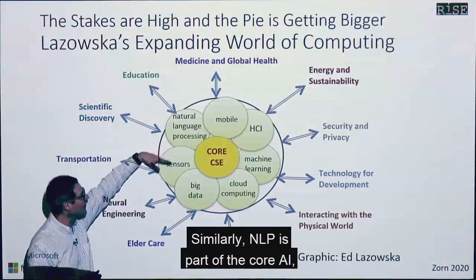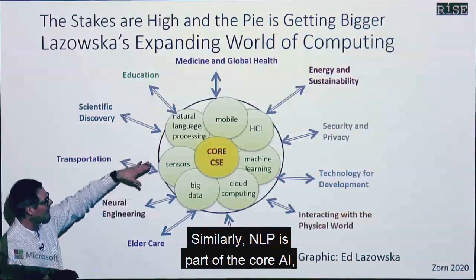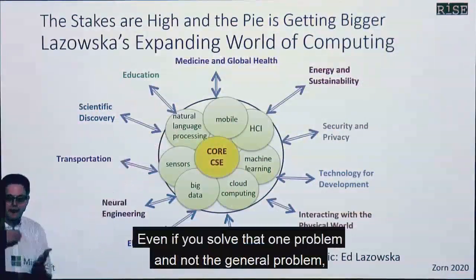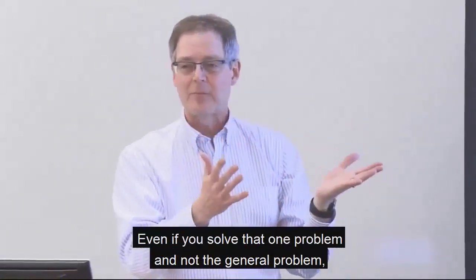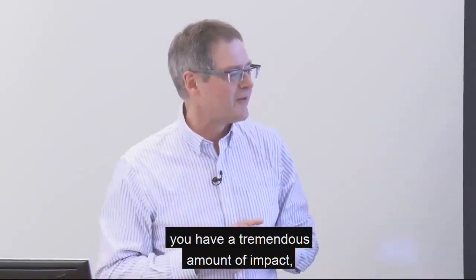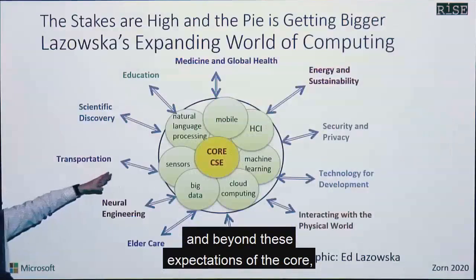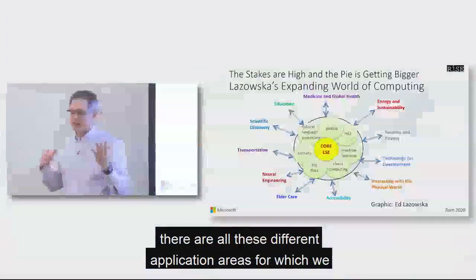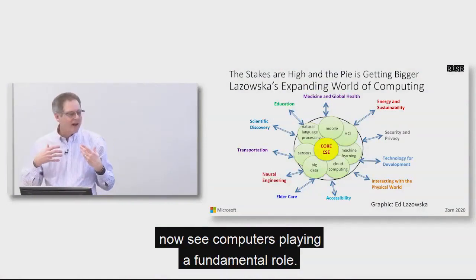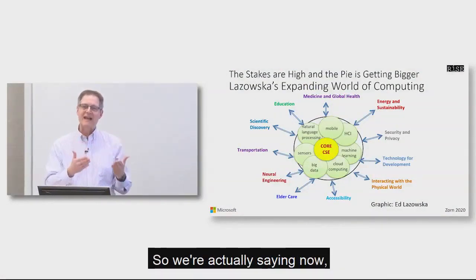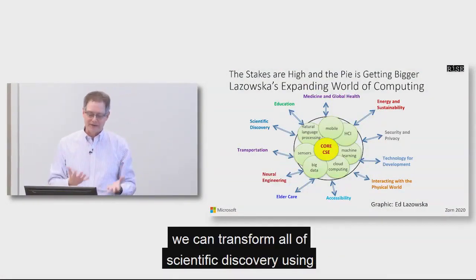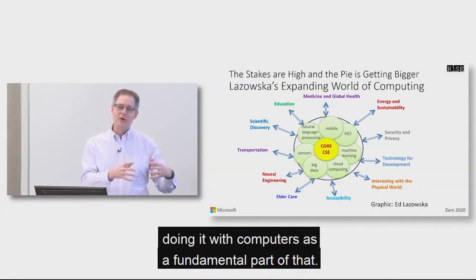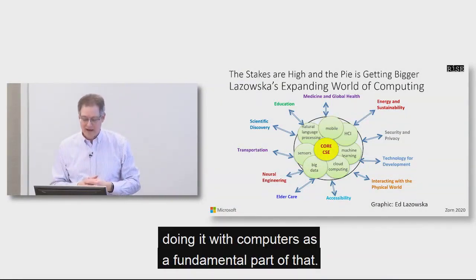Similarly, NLP is part of the core AI, but it's a very specific problem that even if you solve that one problem and not the general problem, you have a tremendous amount of impact. And beyond these expansions of the core, there are all these different application areas for which we now see computers playing a fundamental role. So we're actually saying now we can transform all of scientific discovery using these new approaches, and doing it with computers is a fundamental part of that.